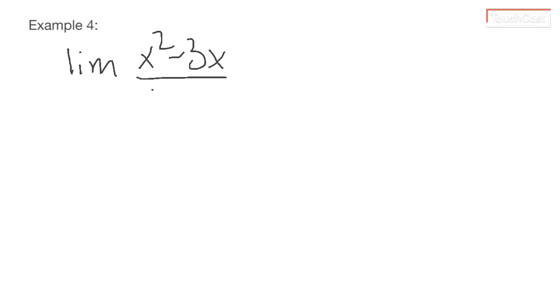Alright, let's go straight into our next example, example 4, where we're going to determine an infinite limit. So let's look at that. We're going to look at the limit of x squared minus 3x over x minus 1 as x approaches 1 from the left. And then we're going to look at the same thing, but instead of approaching 1 from the left, we're going to approach it from the right.